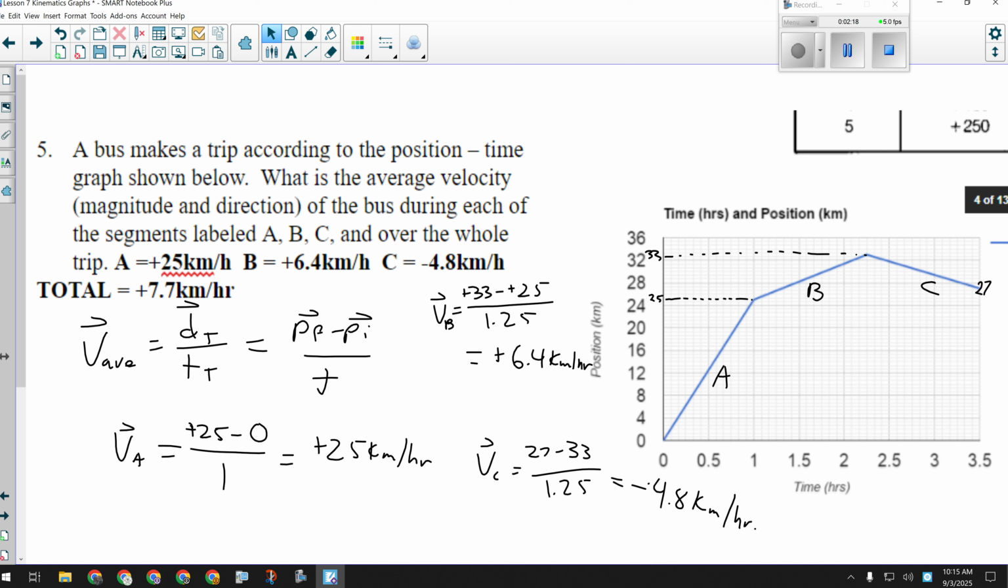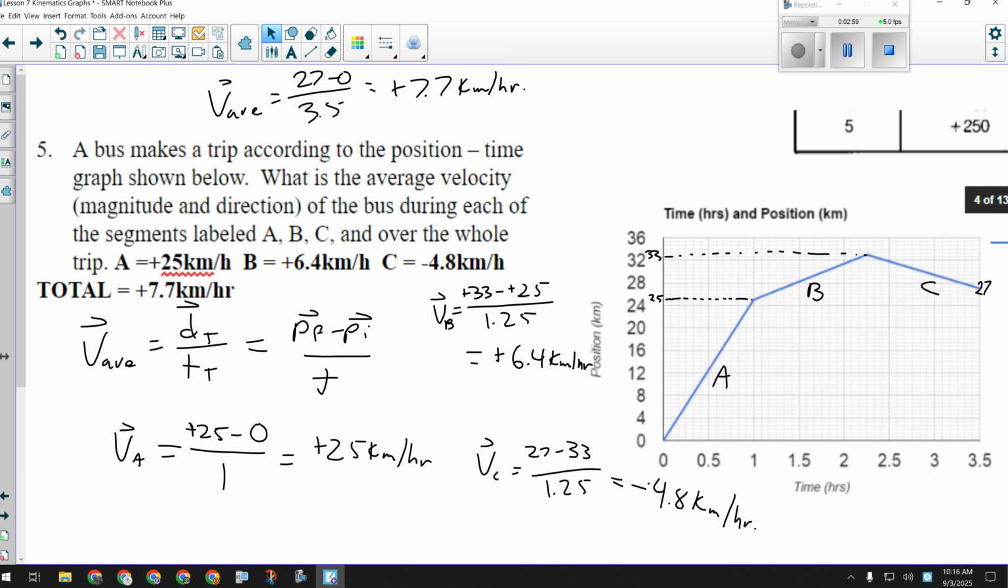Questions on how that works? That's a pretty typical kind of position versus time graph question. Now, last part: we have to do the average velocity over the whole trip. Is it the same calculation we've done now 3 times? Yeah. Average velocity over the entire trip is going to be 27 minus 0 over 3.5 hours, and that's going to give us positive 7.7 kilometers per hour. So all this car did was go forward and then backward a little ways.